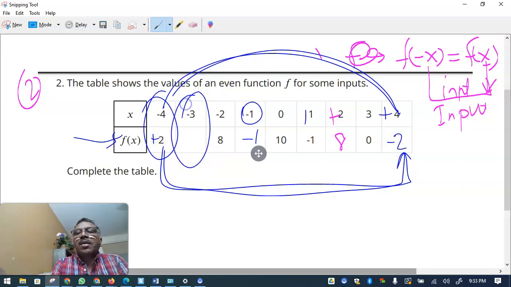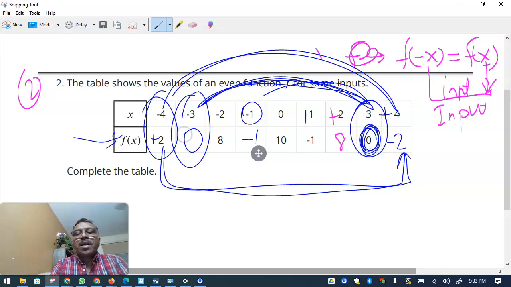What about this one? This is 3, 0, this 2. They are the opposite. This is the y coordinate over here. So this also has to be. And you are done. That's how you fill the graph.